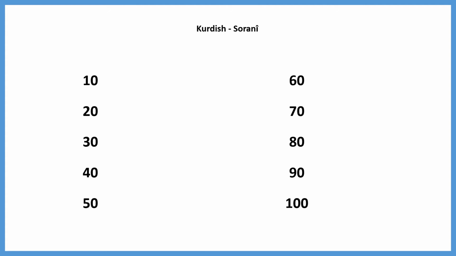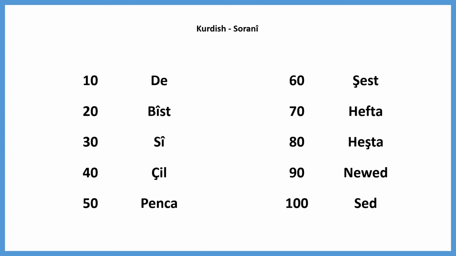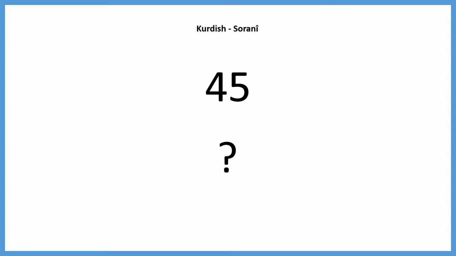Before we check our answers, you may pause the video here. Welcome back. The multiples of 10, starting with 10 until 100, are De, Beast, Si, Chil, Penja, Chest, Heftar, Heshtar, Newed, Sed. So let's practice with some examples.